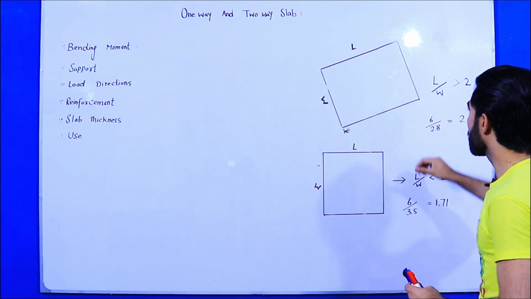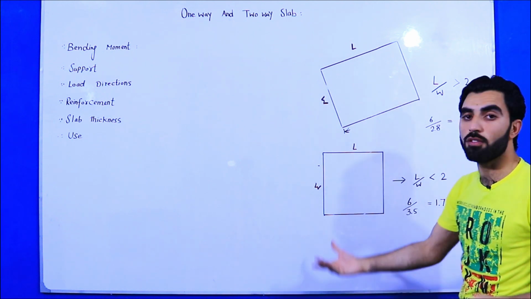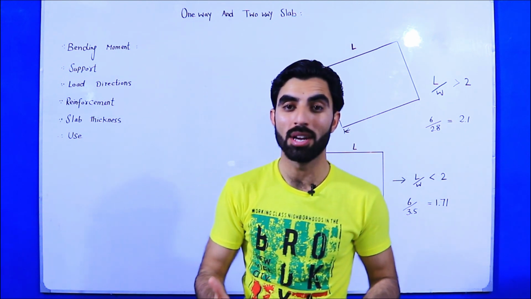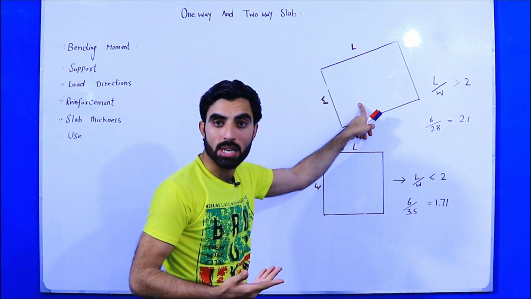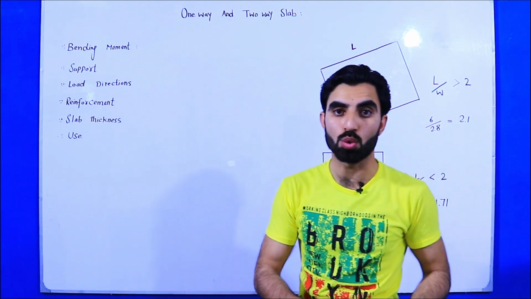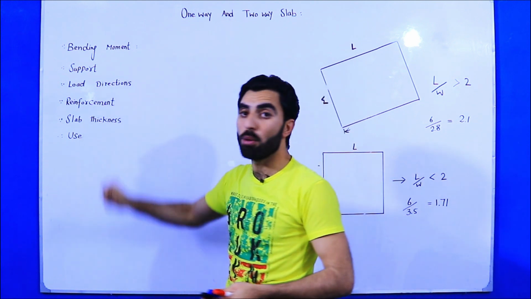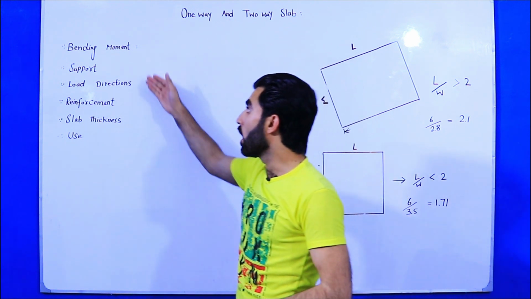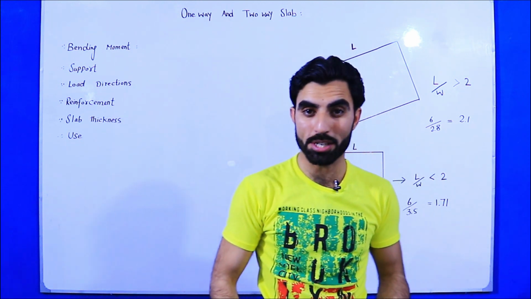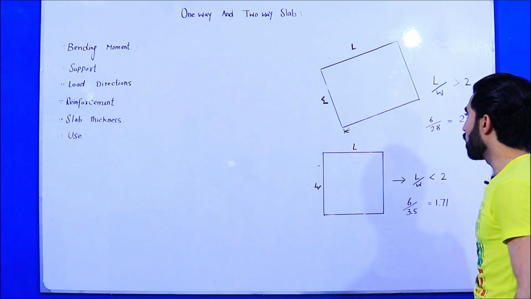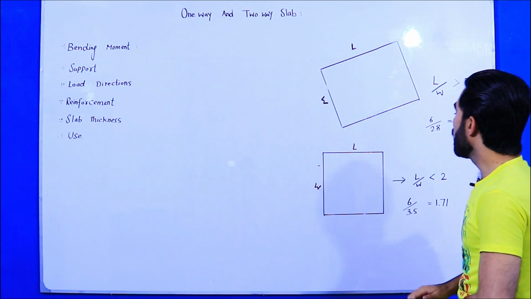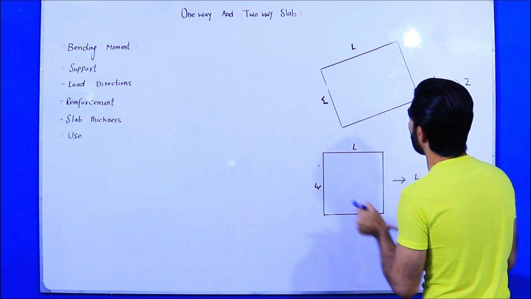So guys, you can see this is a slab, this is also a slab. First of all, we have a question: how will you know this is a one-way slab or two-way slab? This is very important. After one-way slab and two-way slab, we should know the bending moment in one-way slab and two-way slab, also about its supports, load direction, reinforcement and slab thickness, also with its usage. First of all, it's very important for us to know what is one-way slab and what is two-way slab. As you can see guys, this is RCC slab.